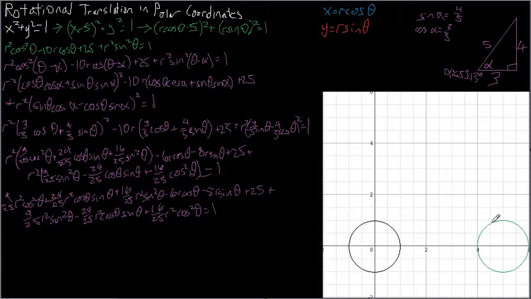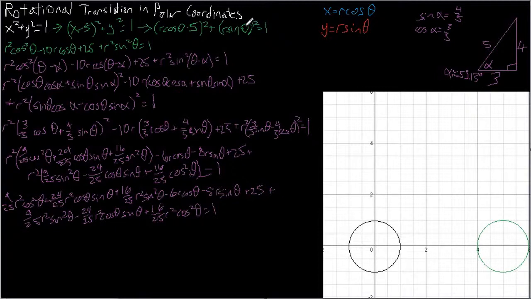All it does is slide the whole thing over 5 units to the right without changing the shape of it in any way. And what I've done next is I've converted it into polar coordinates using these two identities. Every time I saw x, I substituted r cosine theta. Every time I saw y, I substituted r sine theta. So this is the same equation as this one, it's just now in polar coordinates.